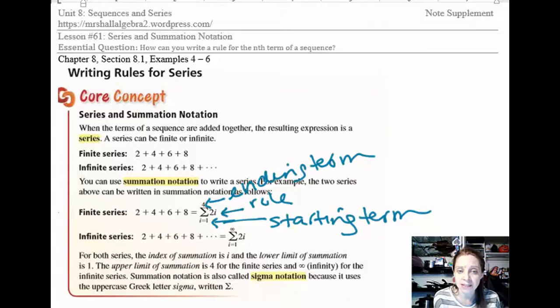So for both series, the index of summation is I, and the lower limit of summation is 1. That is what I call the starting term. You start at 1. The upper limit of summation is 4 for the finite series and infinity for the infinite series. Summation notation is also called sigma notation because it uses the uppercase Greek letter sigma.